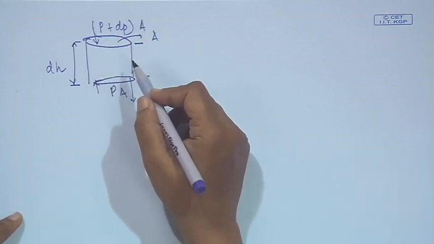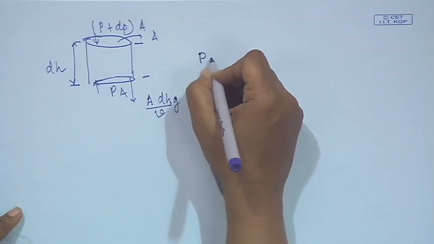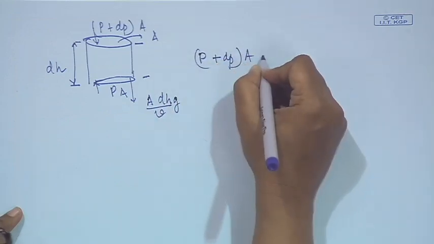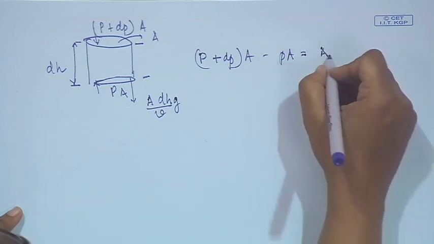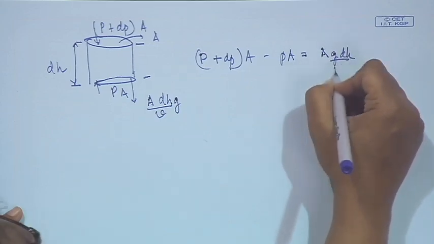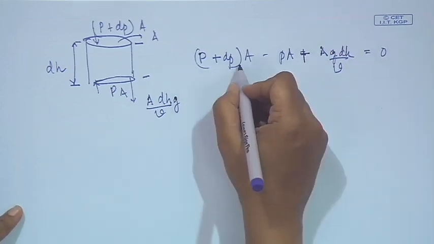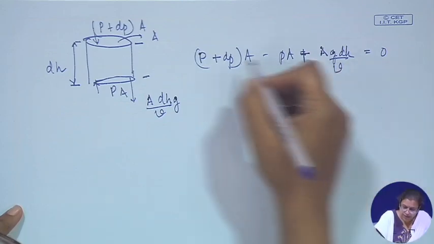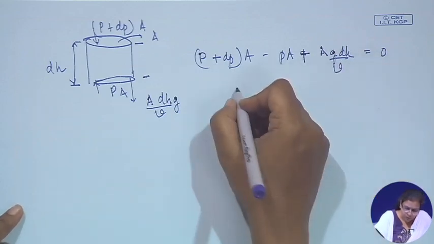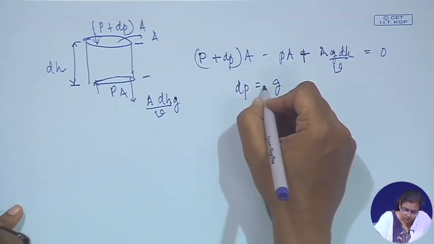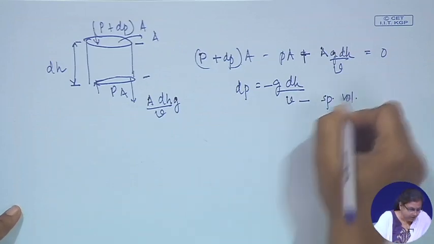For this particular volume, since there is no acceleration, from force balance we get P plus dP into A, minus P into A, plus A G dH by V, equals 0. This is the pressure force and this is the gravitational force. From where we get dP equals minus G dH by V. Please note that V is the specific volume.